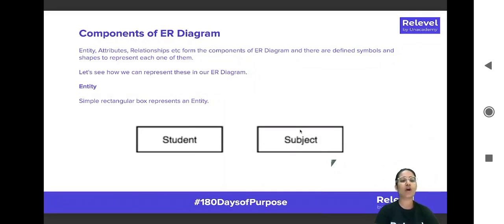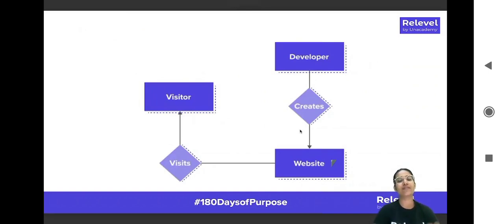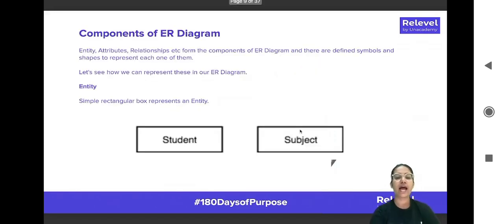So first we'll talk about entity. Always remember that a simple rectangular box basically represents an entity, right? Here also you can see that whenever you use a rectangular box, it automatically means that you are representing an entity with that, okay? So that is why here website, visitor, and developer are entities, and in the example shown over here, if you consider a school management system, students and subjects basically form the entities.